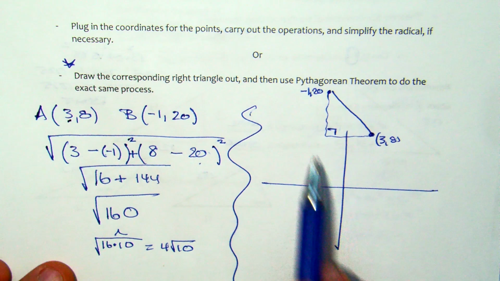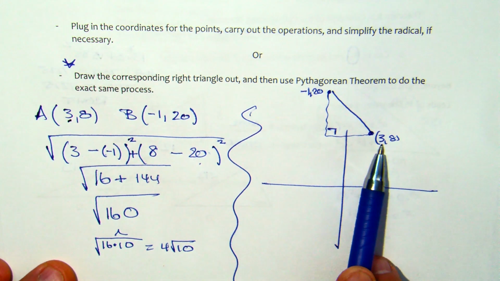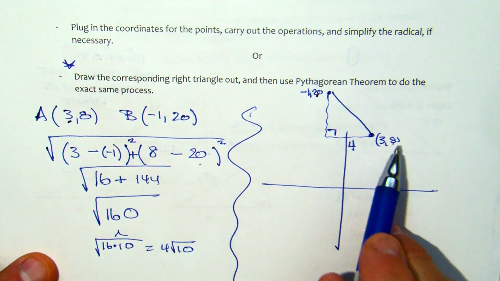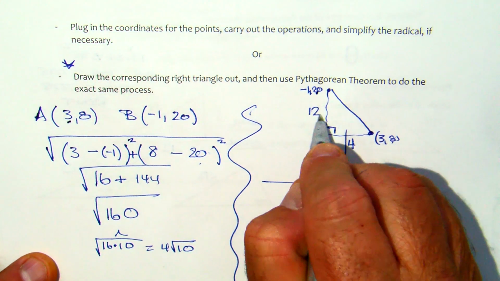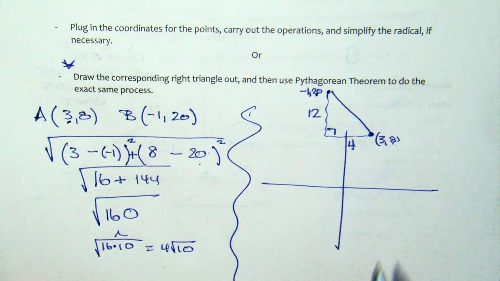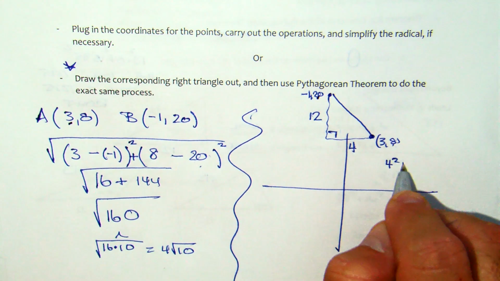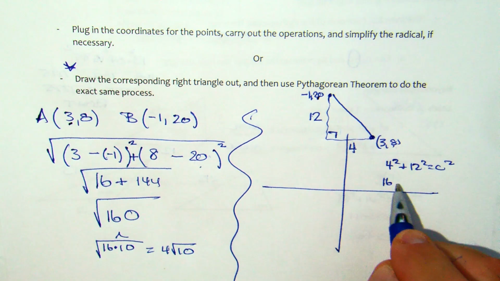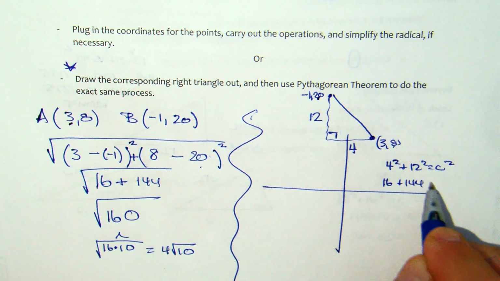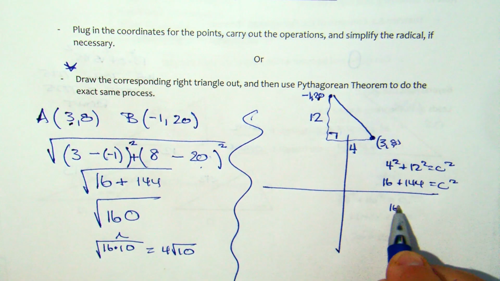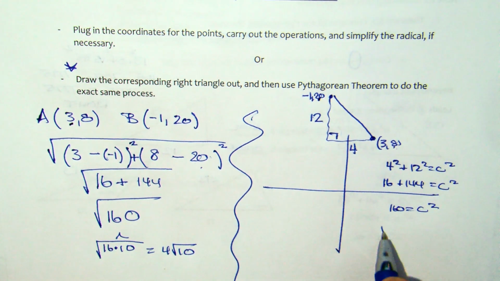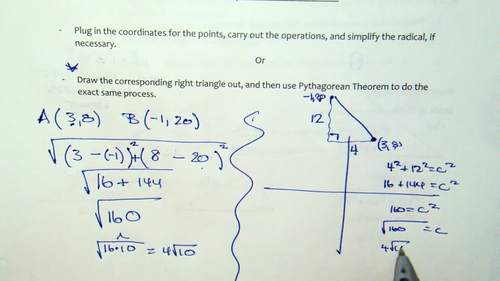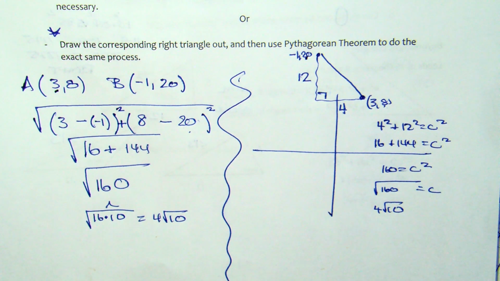For our x-coordinates, we have negative 1 and 3. Well, from negative 1 to 3 is 4. And then we're going from 20 down to 8 or 8 up to 20. Either way, you get 12. So now we can use Pythagorean theorem. 4 squared plus 12 squared equals c squared. 4 squared is 16. 12 squared is 144. Add them together, I get 160. I do the square root. I get the square root of 160. And then once I'm done simplifying, I get, oh, what a surprise, 4 root 10.